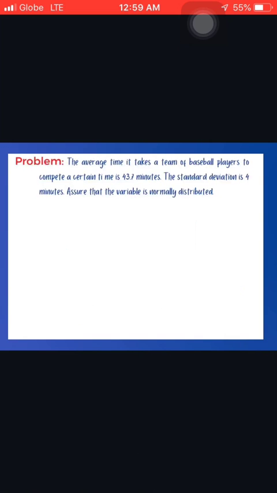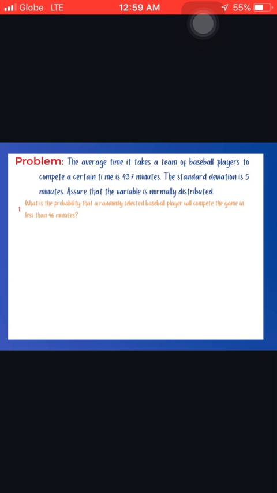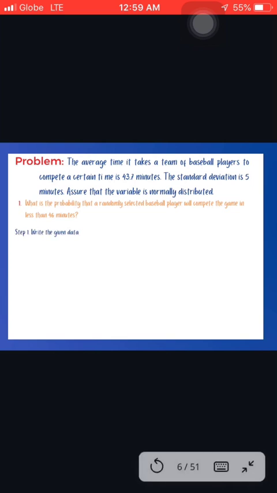So first problem, we have the average time it takes a team of baseball players to complete a certain game is 43.7 minutes. The standard deviation is 4 minutes. Assume that the variable is normally distributed. So number 1, what is the probability that a randomly selected baseball player will complete the game in less than 46 minutes? So step 1, write the given data.